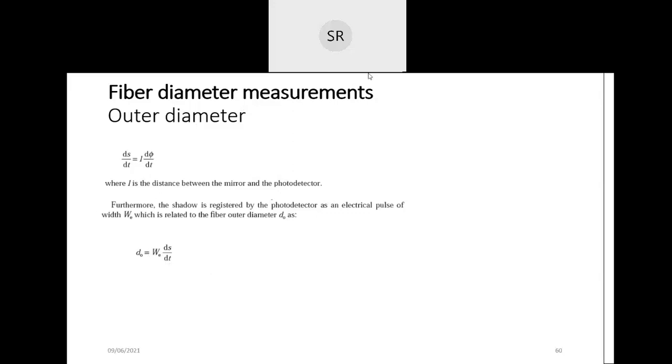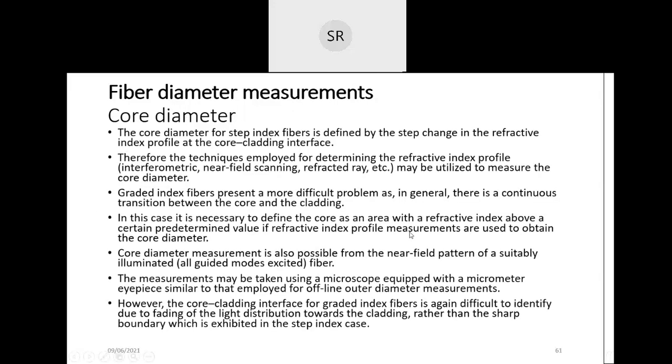Then another method is about the core diameter. Generally, the core diameter of a fiber depends upon the core size of the fiber. If we consider a step index fiber, we can find the variation, the step change inside the fiber, and we can find the refractive index profile at the core and cladding interface.